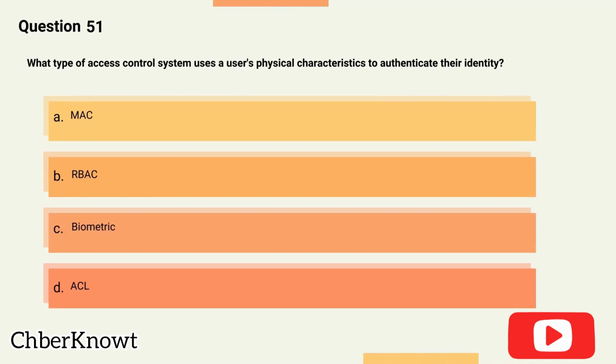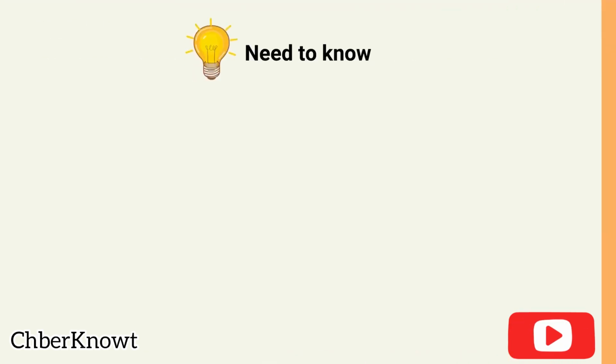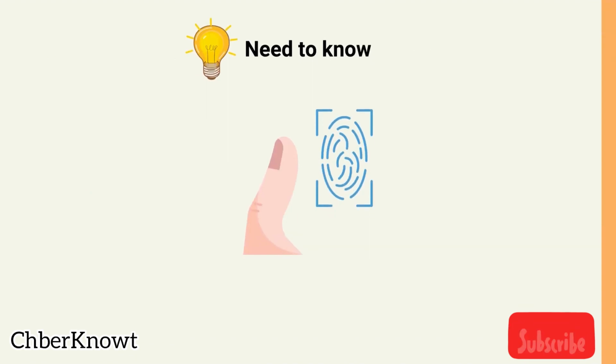Question 51. What type of access control system uses a user's physical characteristics to authenticate their identity? Option A. MAC. Option B. RBAC. Option C. Biometric. Option D. ACL. The correct answer is option C. Biometric. Explanation. Unlike traditional authentication methods such as passwords, smart cards, or tokens, biometric authentication relies on the physical characteristics of the user such as fingerprint, facial recognition, or iris recognition.